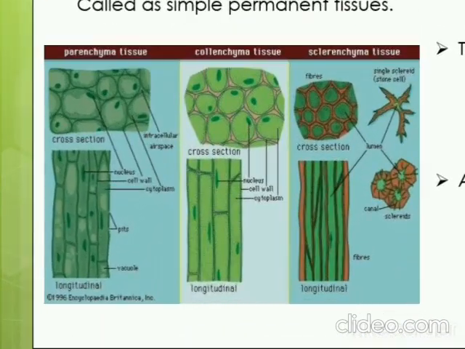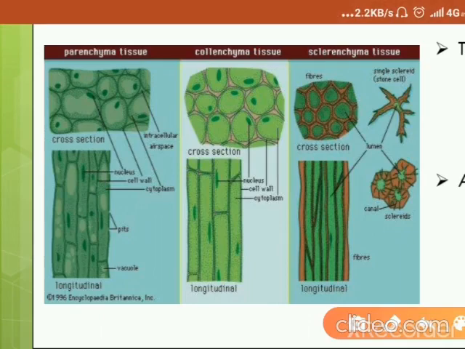I want you to take a closer view of this picture. Parenchymatous tissue is very spaciously arranged, and you can see the cells are more loosely arranged. They are with large intercellular spaces. The cells are isodiametric, spherical and elongated.